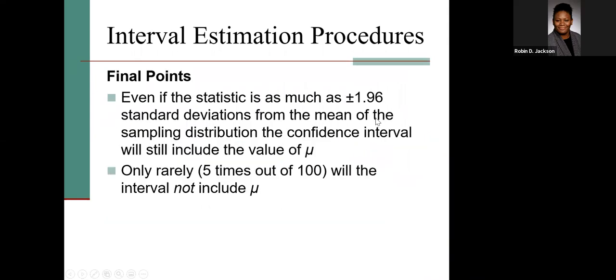So just real quick, final points to wrap up in terms of confidence intervals. Even if the statistic is as much as plus or minus 1.96 standard deviations from the mean of the sampling distribution, the confidence interval is still going to have to include that value of the mean.